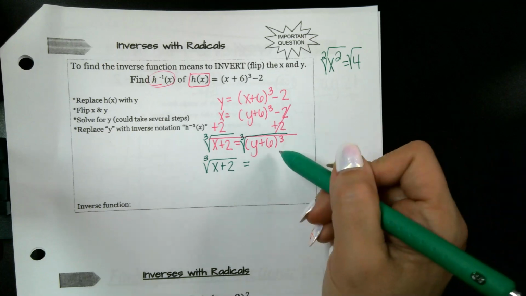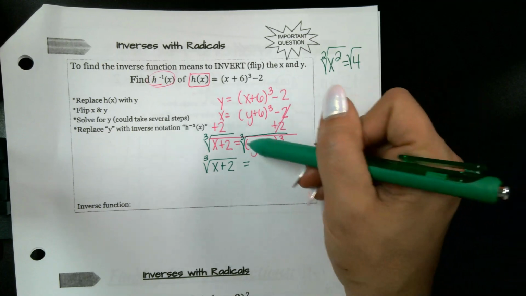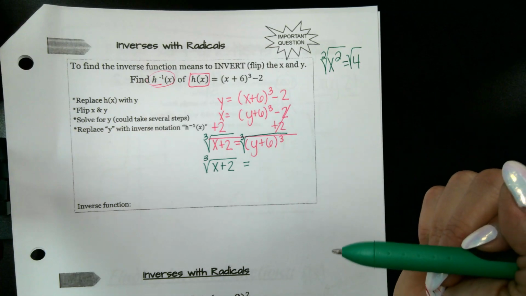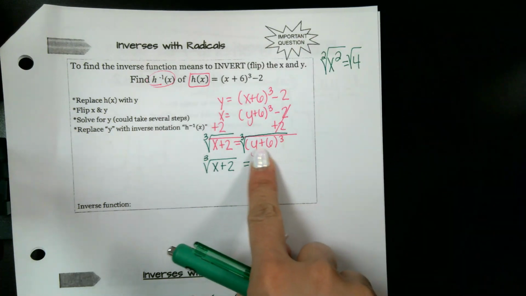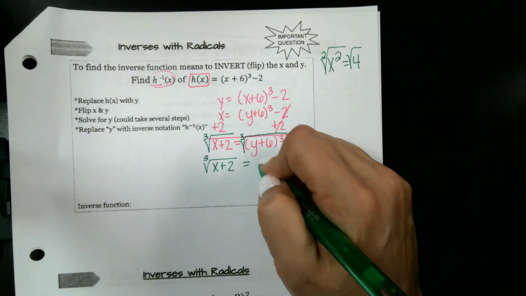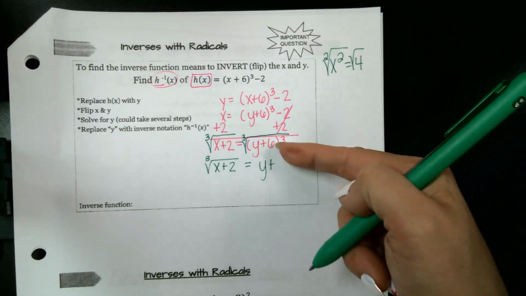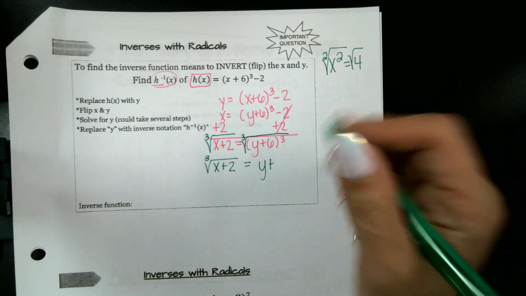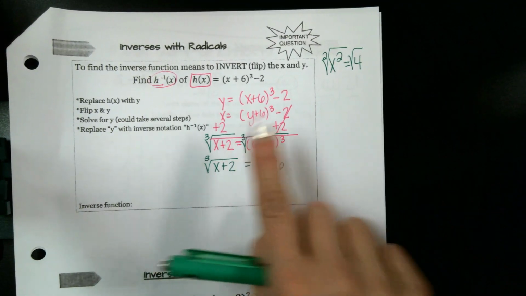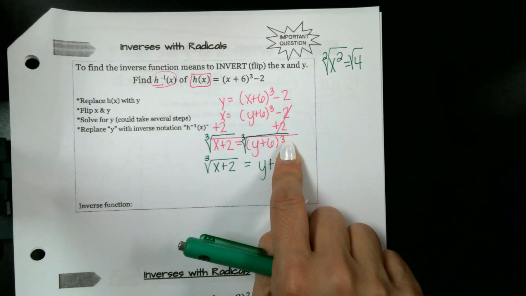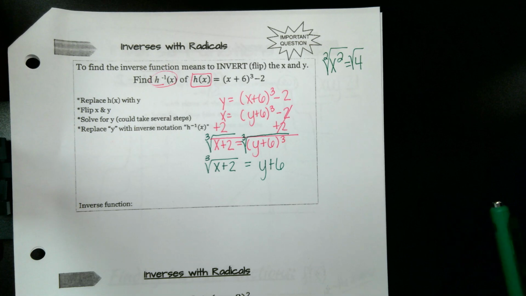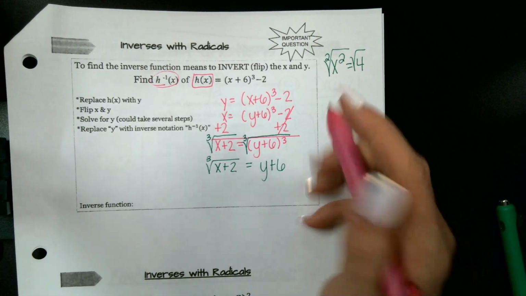But then on the right side, this root cancels out that exponent. If they cancel each other out, what's left? Y plus 6. The root cancels out the exponent, leaving just that expression. Now can I get rid of the 6? Yes, now we can go ahead and subtract 6.